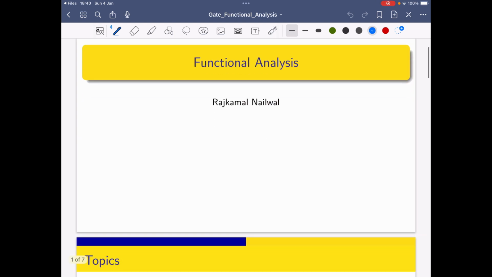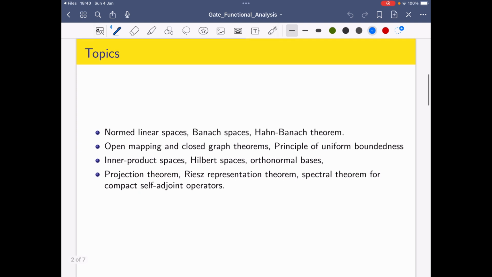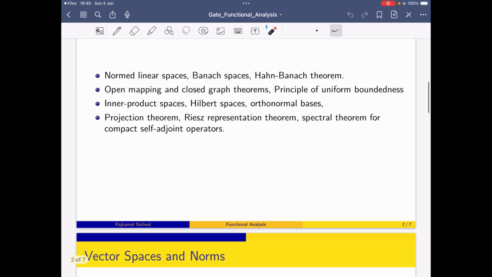So here are the topics of the GATE mathematics exam. We will go one by one and try to understand what they mean and what all the theorems are. We will not go into details of the proof, but we shall just try to understand what the theorem is and how to apply it. Let's see. We will first start with normed linear spaces, and we will first see the definition of a normed linear space.